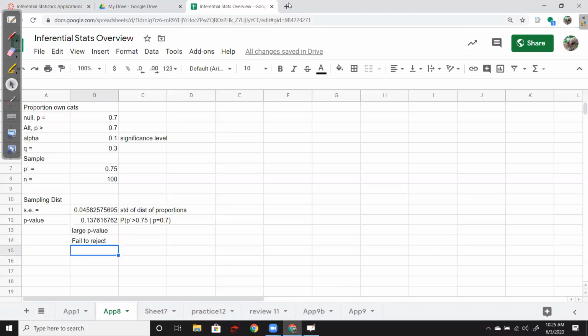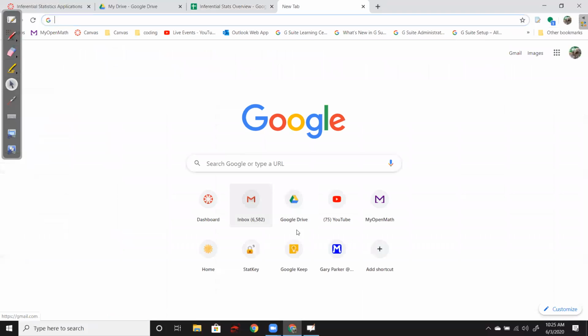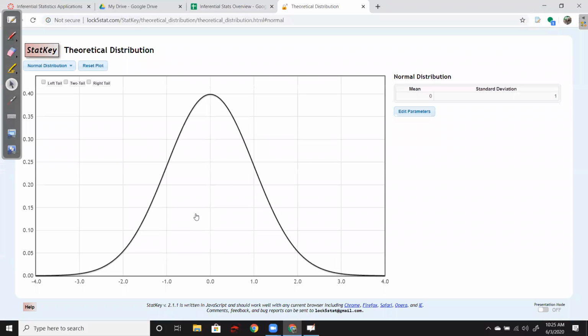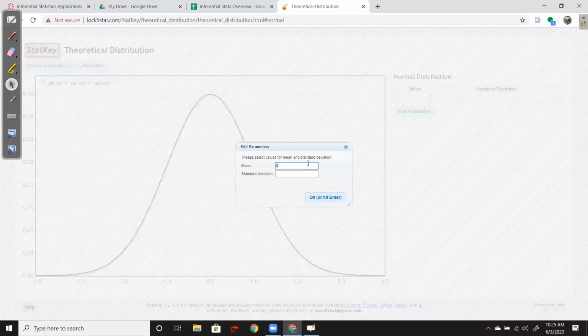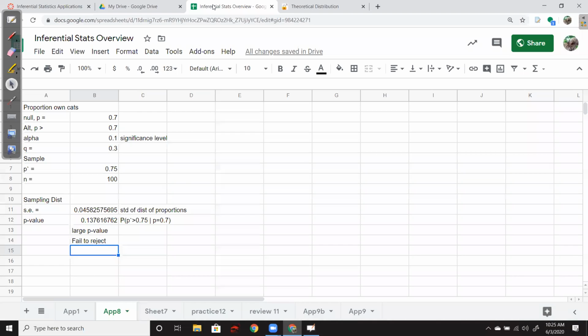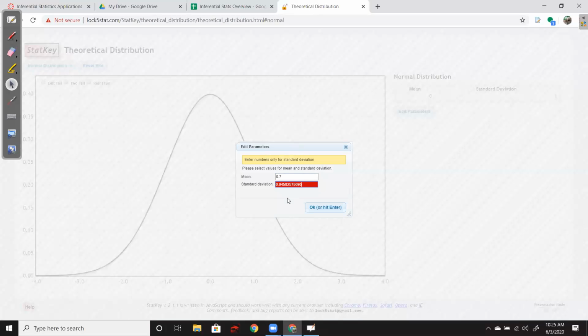StatKey to double check this, because it will draw a nice picture for us and better identify where that 75% goes. This is a theoretical normal I'm going to apply here, kind of like I was doing in the spreadsheet. The norm dist is the theoretical normal, and we need to edit our parameters. So it wants the null hypothesis, oops, and then the standard error. On my spreadsheet, I calculated that, so I can just copy and paste that in.